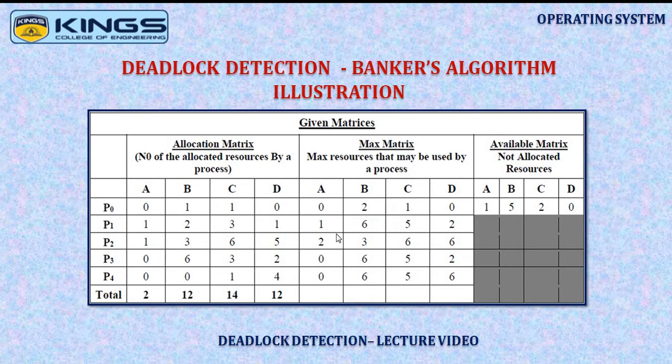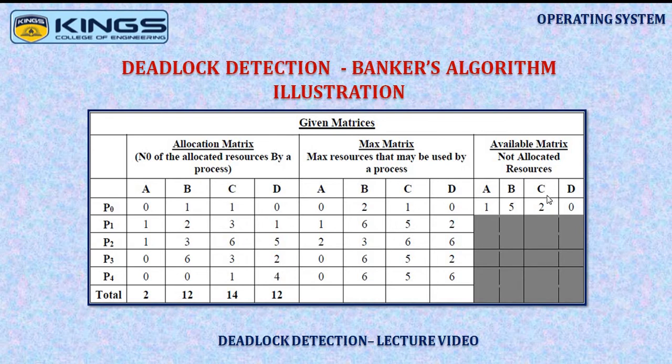Now let us see what is the maximum requirement for the other processes. P1 process is requiring 1 instance of A, 6 instances of B, 5 instances of C, and 2 instances of D resource. Likewise, each of the processes is in need of some number of resources in order to complete.